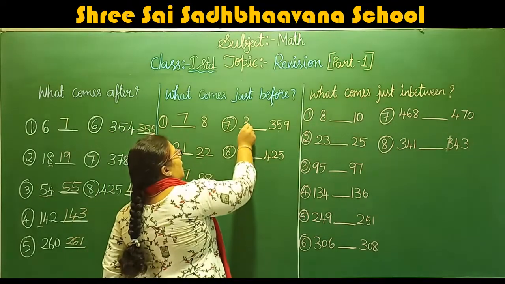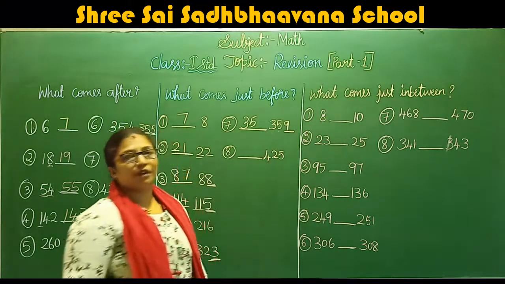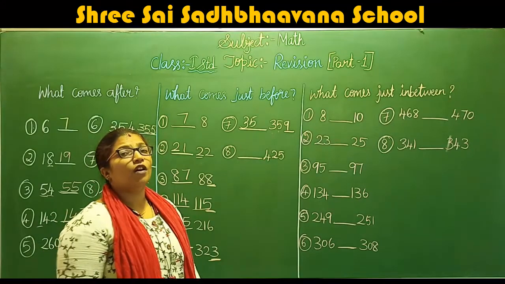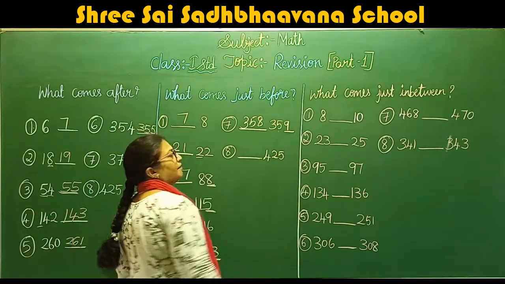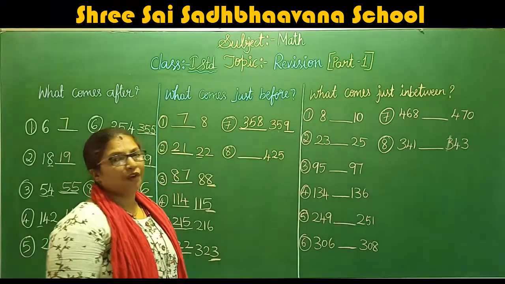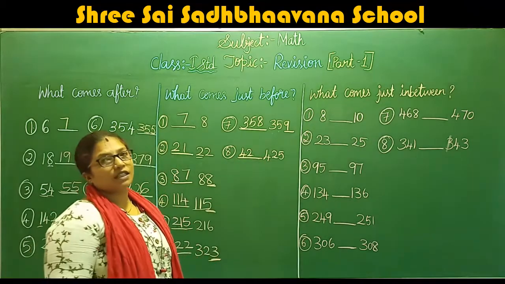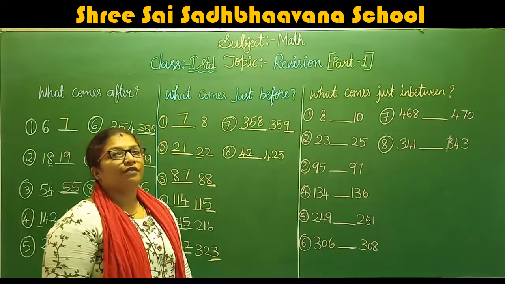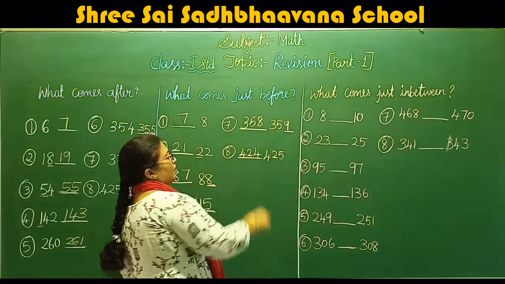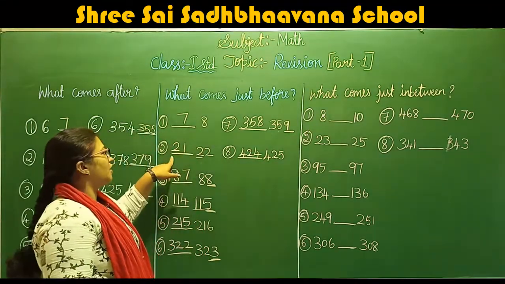Next, 359 I gave. 350 is the same. So what is the before number for 9? 9 before is 8. Next, 425 they gave. What is the before number for 5? 5 before is 4. 424. You understood, children?